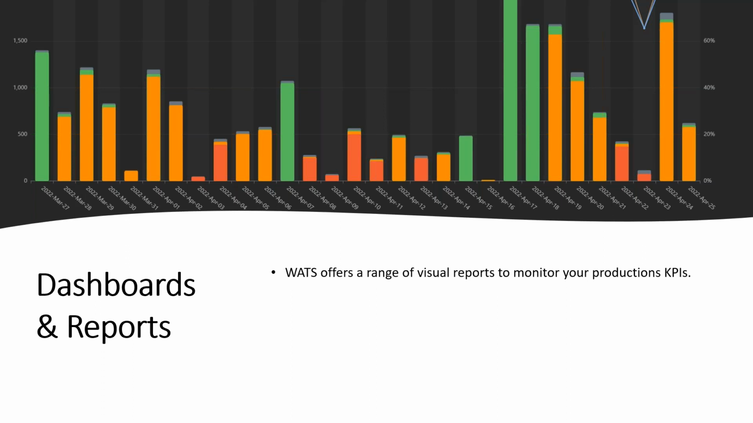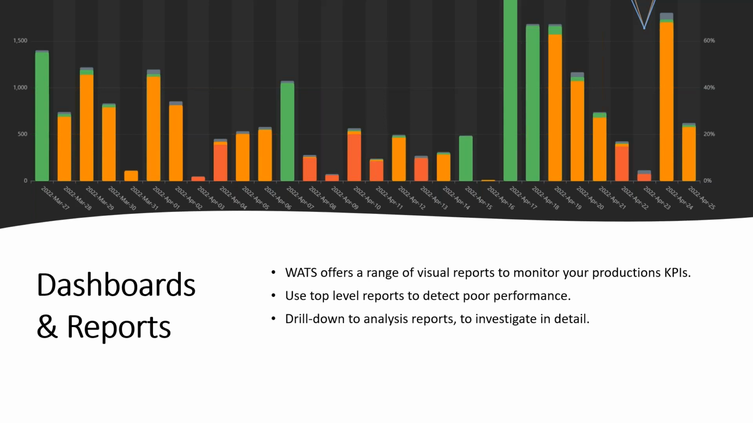WATS offers a range of visual reports to monitor your production KPIs. And our advice is to use the top-level reports to detect poor performance. Use the drill-down functionality to move into more detailed reports, such as the test step yield and analysis or the process capability analysis. And using the dashboards, you also have the ability to visualize and monitor your KPIs.